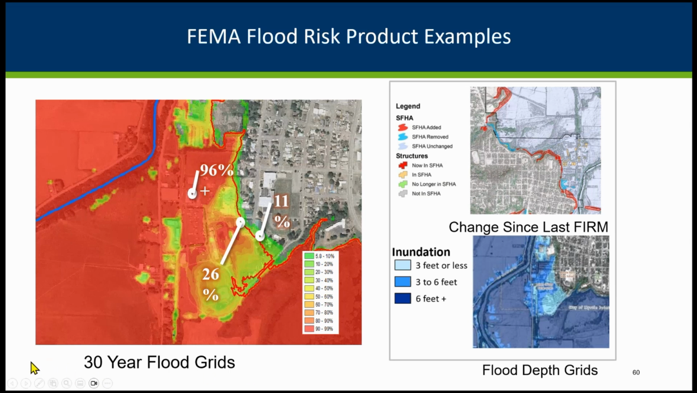The flood depth grids, which is this bottom right picture, are depth grids showing the depth of flooding at different areas. So these help stakeholders better understand their risk. They highlight the fact that there are areas that experience more than 3 feet of flooding, even in like a 10% annual chance event. So this is a really nice product to have. There's also what's called a 30-year flood grid that's on the left here. This one basically represents the likelihood of flooding at least once in a 30-year period, which is the average mortgage time period, for all locations within the extent of the 1% or the 0.2% annual chance floodplains.